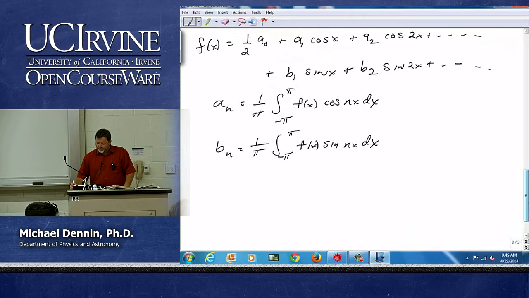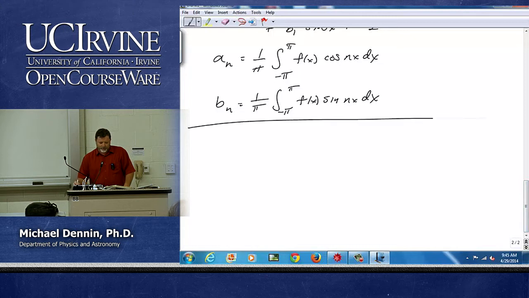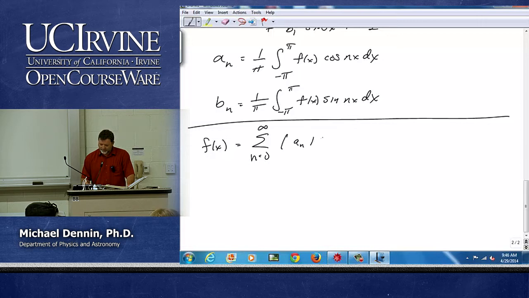Now, that's how the book would write the Fourier series. The way we would do it in our notation is simply f of x equals the sum from n equals 0 to infinity of a sub n, and I'm going to switch to my subscript c for cosine, plus b sub n, and my subscript s for sine.